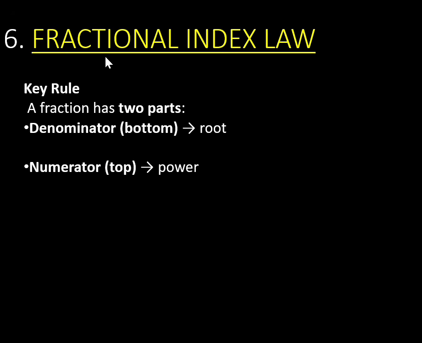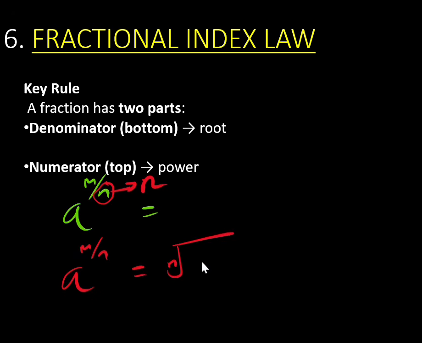Here we have the key rule when dealing with fractional index law. The key rule is a fraction has two parts. Denominator, bottom, is the root, and the numerator, the top, is the power. If you have a raised to m over n, then the denominator is the root, and the numerator is the power. And therefore, a raised to m over n is simply the nth root of a, raised to m. I'm going to give you examples so that you can understand.